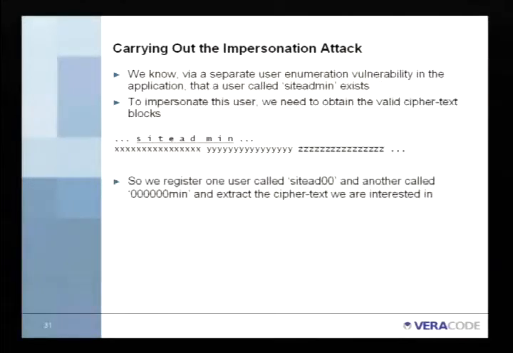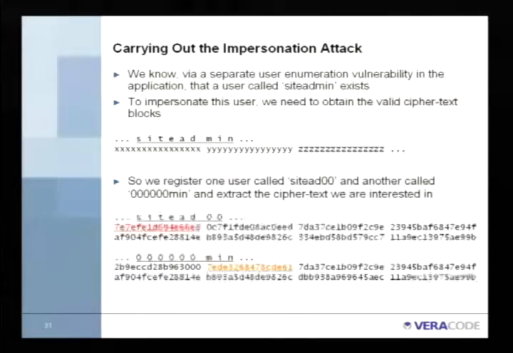6 zeros min. And can you just register 6 Cs and then site admin? Sorry, well, no, because if you registered 6 Cs and then site admin, the S would line up with the beginning of here rather than here. So you need this first block that has the unknown plus the first 6 letters. Yeah, exactly. So when we register those, that's what we get.